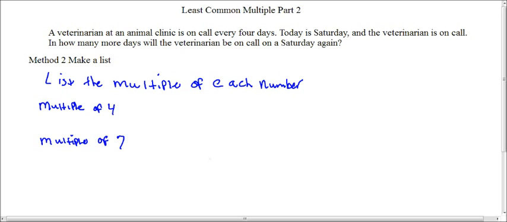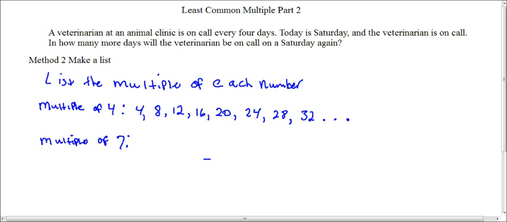Okay, so let's go. Well, 4 times 1 is 4. 4 times 2 is 8. 4 times 3 is 12. 4 times 4 is 16. 4 times 5 is 20. 4 times 6 is 24. 4 times 7 is 28. And 4 times 8 is 32, and so on.